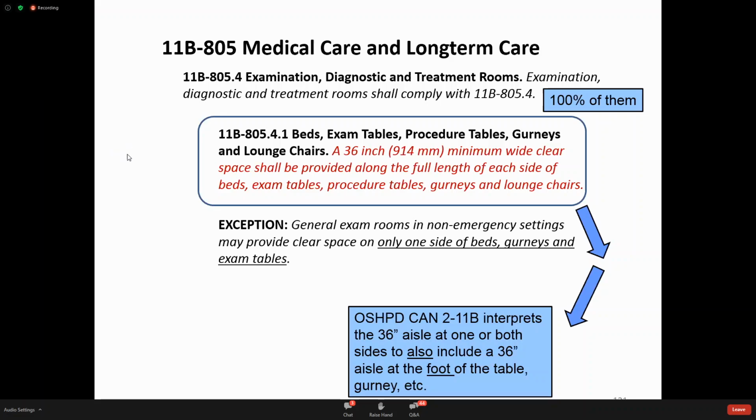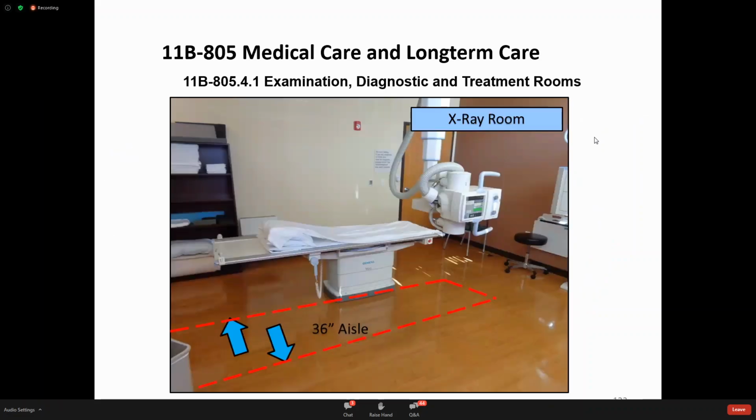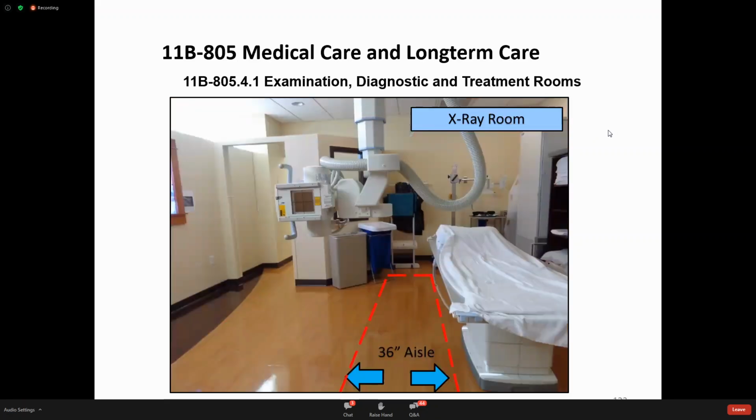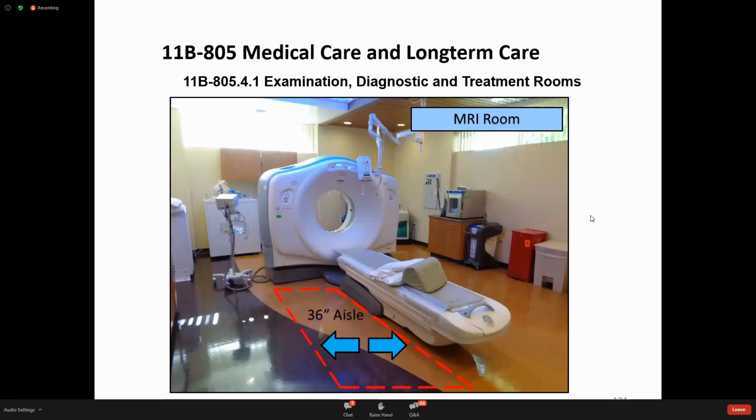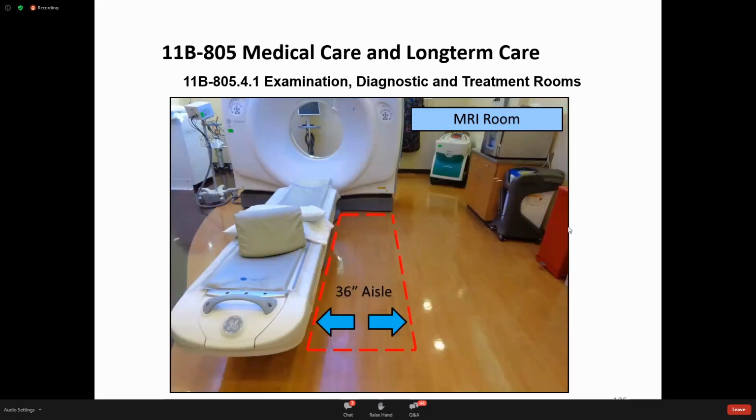So there's still more ground to cover here. I'm going to show through a series of photographs kind of what that looks like on the right side of an X-ray table and on the left side of an X-ray table, a clear aisle. At an MRI room, the left side, we have an aisle, the right side, we have an aisle.